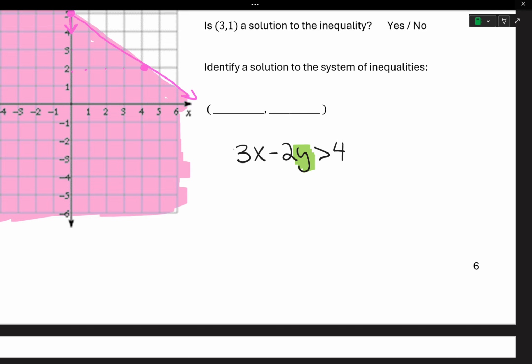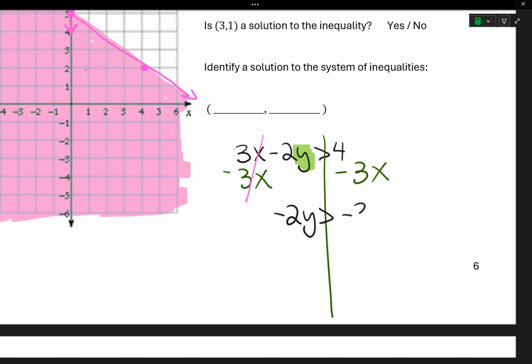Okay, so the first thing I'm going to do is move that 3x to the other side. Since it's a positive 3x, the way that I'm going to move it is by subtracting 3x from both sides. They cancel over here, because 3x minus 3x is 0, and I'm left with negative 2y is greater than, can we subtract 3 x's from 4? No. So I'm going to write negative 3x plus 4, because 4 is positive.